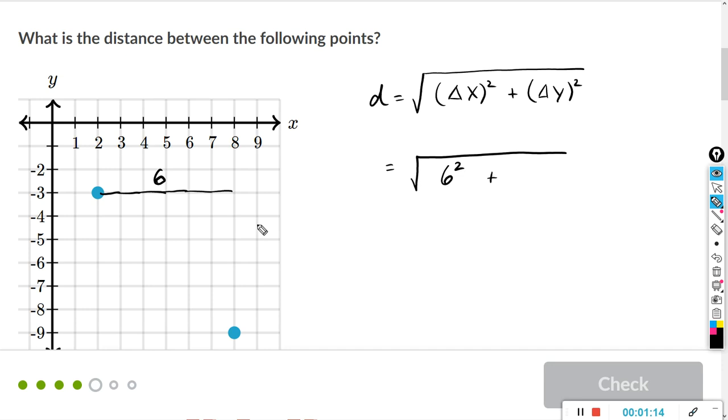Change in y, we have to count. The y-axis is the up-down part, so let's just count. I'll do it in a different color. Okay, for the change in y, 1, 2, 3, 4, 5, 6. All right, that one also happened to be 6. You don't have to worry about negative or positive because once you square it, it's the same thing. Okay, so change in y is 6, and that gets squared.